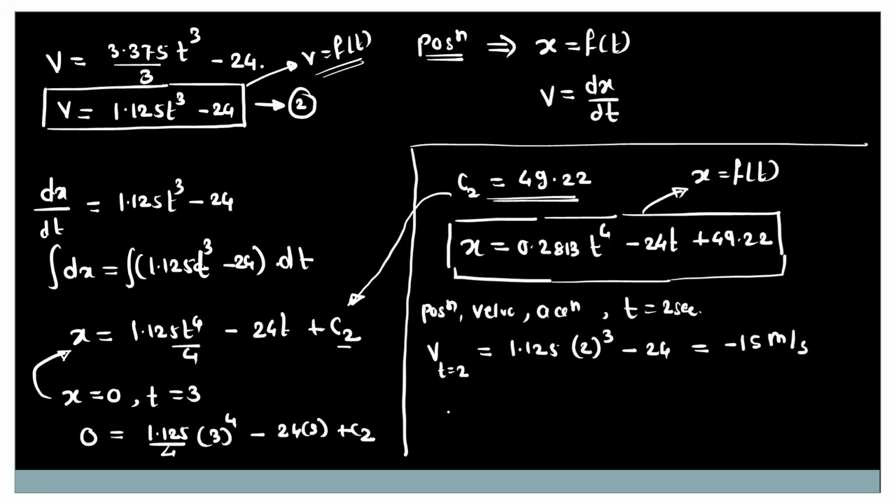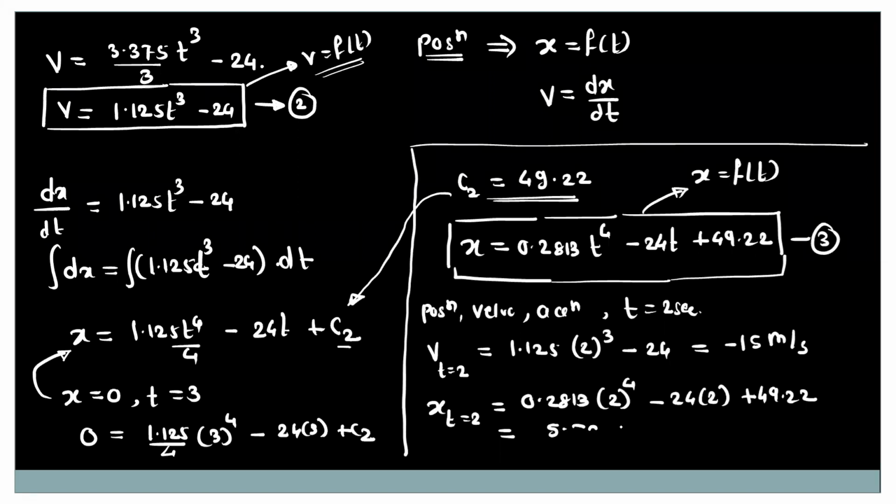Then position at t is equal to 2 seconds. So this is equal to, put this value in this equation, that is equation 3. This is 0.2813 into 2 raised to 4 minus 24 into 2 plus 49.22. So this is equal to 5.721 meter. Okay.